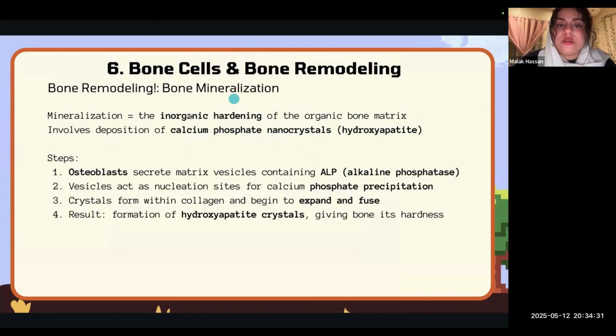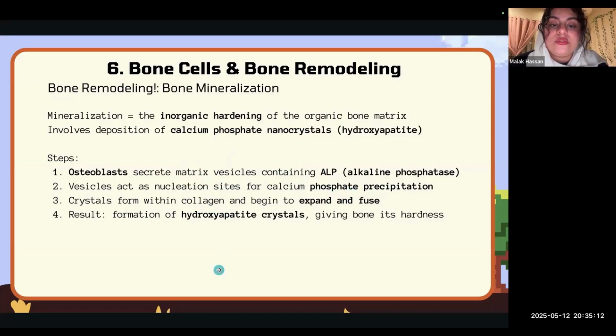Now, mineralization. What is mineralization? It's the inorganic hardening of the organic bone matrix, and it involves the deposition of calcium phosphate nanocrystals, which are basically hydroxyapatite. Now, the osteoblasts are going to secrete for bone mineralization. What's going to happen? Like we said, osteoblasts are going to secrete matrix vesicles containing something called ALP, which is alkaline phosphatase. Now, these vesicles are going to act as basically main sites for the formation or precipitation of calcium phosphate.